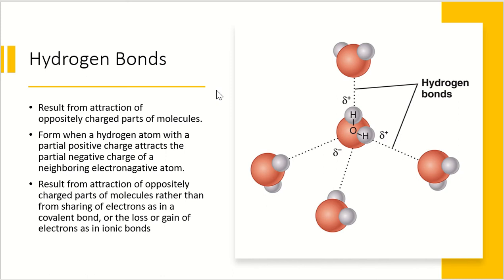more from this attraction of opposites rather than from either sharing of electrons, as you would see in a covalent bond, or from the loss or gain of an electron like you would see in an ionic bond. So these aren't terribly strong, but they're very important. This is what gives water its great surface tension. So that's a really important characteristic of water, especially. And this hydrogen bonding is formed as a result of those polar covalent bonds.